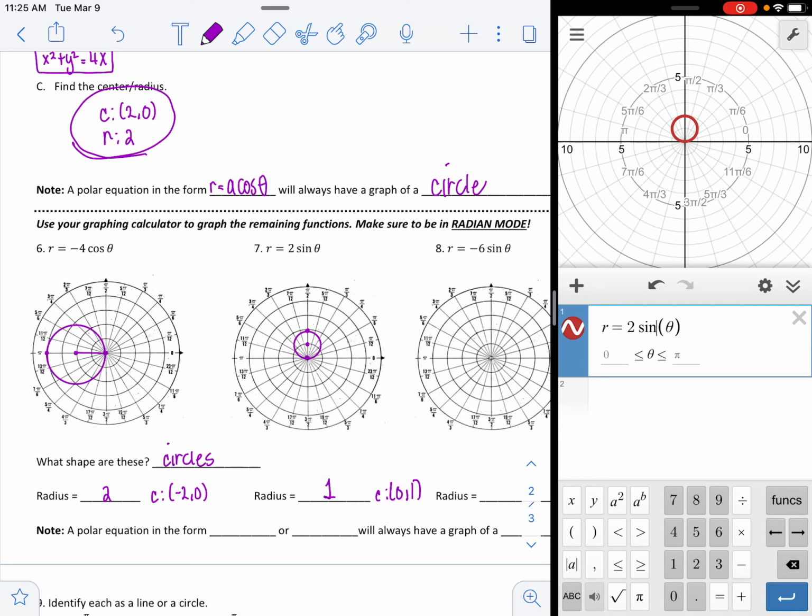All right, do we need Desmos for the next one? I don't think we do. We can always double check it in there, but I don't think we do. Okay, so let's see what's happening here.